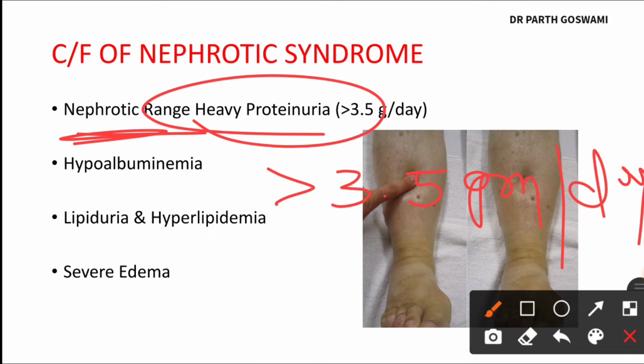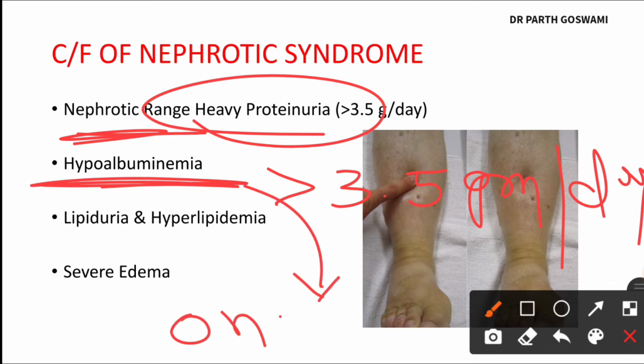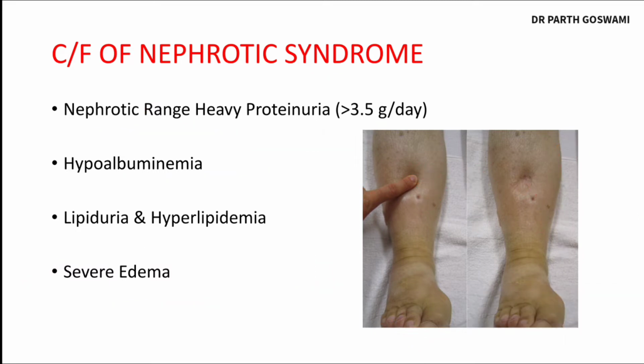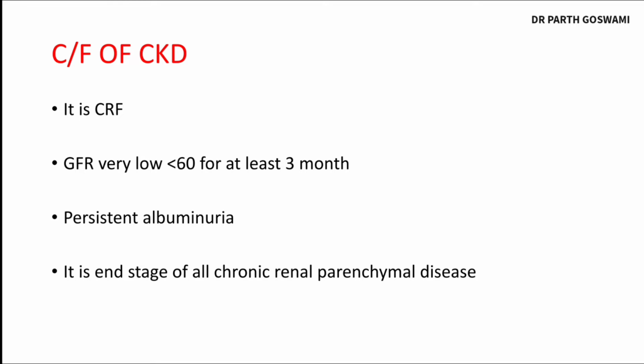And because of loss of protein in the urine, the blood protein level will decrease. So the patient will have hypoalbuminemia, because of which oncotic pressure will reduce, and the patient will have edema because of that. Here in this particular diagram you can see a pitting type of edema in the leg. The patient can also present with hyperlipidemia and loss of excessive lipid in the urine. Lipiduria is also present.